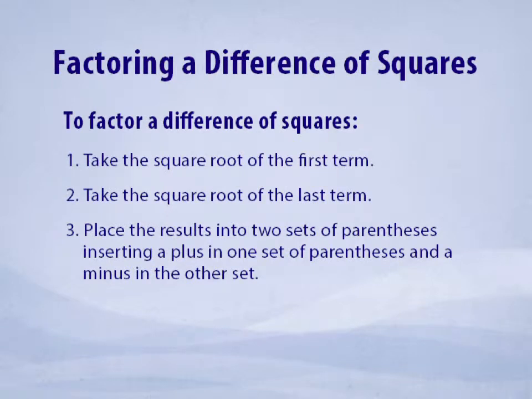To factor a difference of squares, we will take the square root of the first term, and then we'll take the square root of the last term. We will place the results into two sets of parentheses, inserting a plus in one set of parentheses and a minus into the other set.